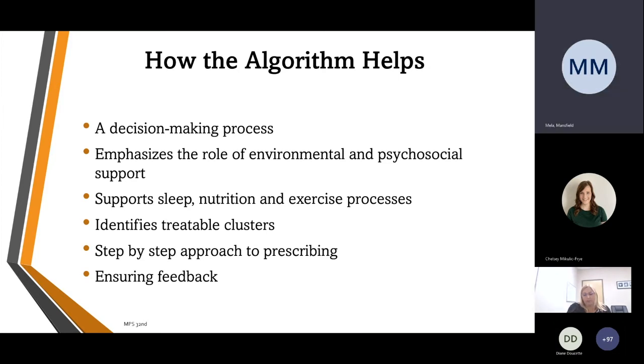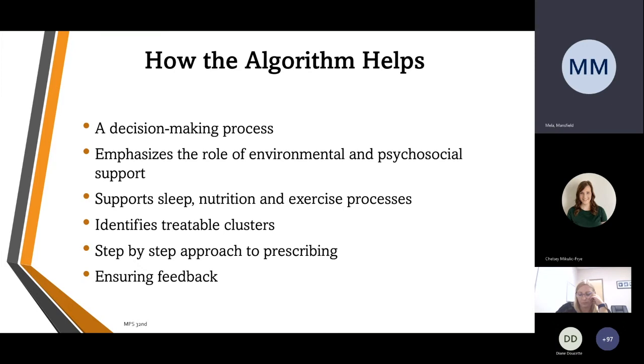It emphasizes and really actually insists that the role of medication is additive, not primary. It allows for sourcing and resourcing all the environmental and psychosocial support that are essential to improve function before jumping on the role of medication. It supports very clearly that there are certain things that can be done before the choice of medication. For example, improving on sleep, nutrition, and supporting exercises.